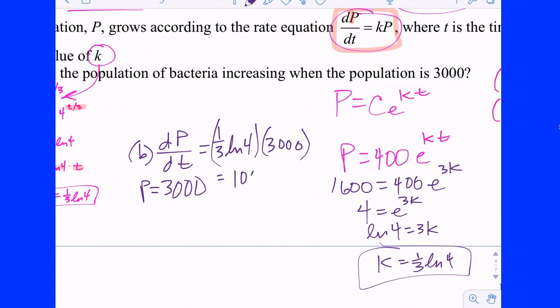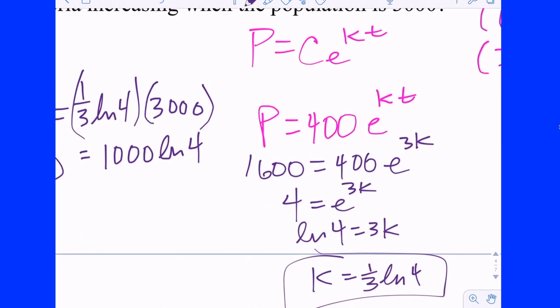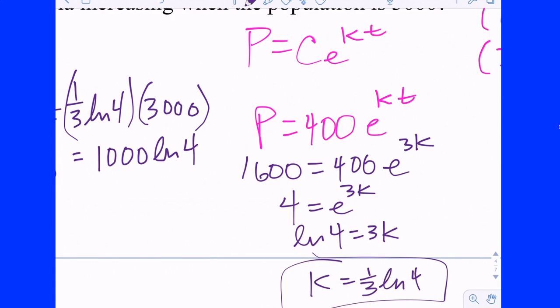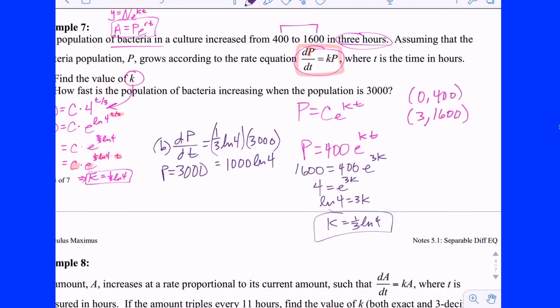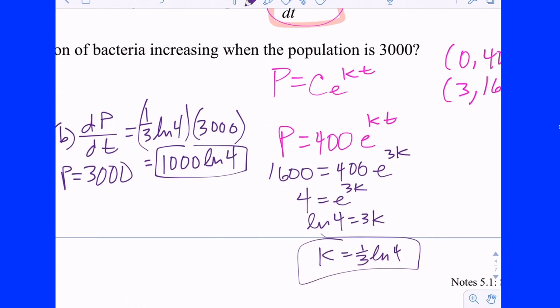So if you simplify, you get 1,000 natural log of 4, which would be the natural log of the 1,000th root of 4. Oh, I don't think so. We don't want to do that. No, it'd be the natural log of 4 to the 1,000th power. Yeah, not the 1,000th root. That makes it smaller. What would be the units on this? That's the exact answer. It would be per hour. Yeah, it's units of P over units of T, so it would be bacteria per hour.